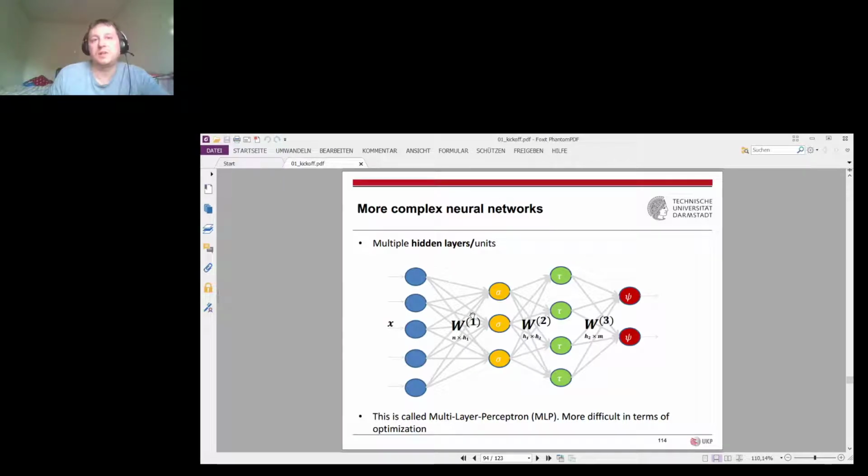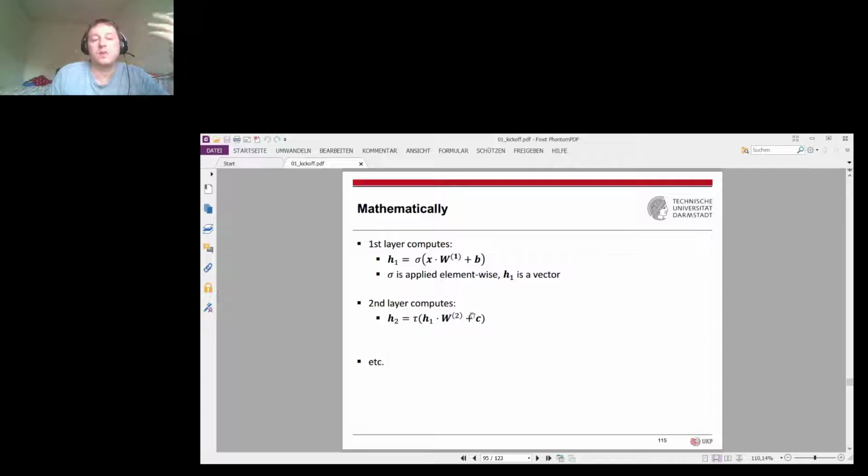This is more difficult in terms of optimization. We cannot just use our standard algorithm that we have seen before, but we would have to do a more complicated approach. And this we will see in lecture 3. And what is the math behind that? Well, the math is also not very difficult. The first layer takes the input, multiplies it by the weight matrix, so this is a vector. Then we add not a single bias, because now each output unit has associated with it a bias, so we have a vector of biases, and we add that.